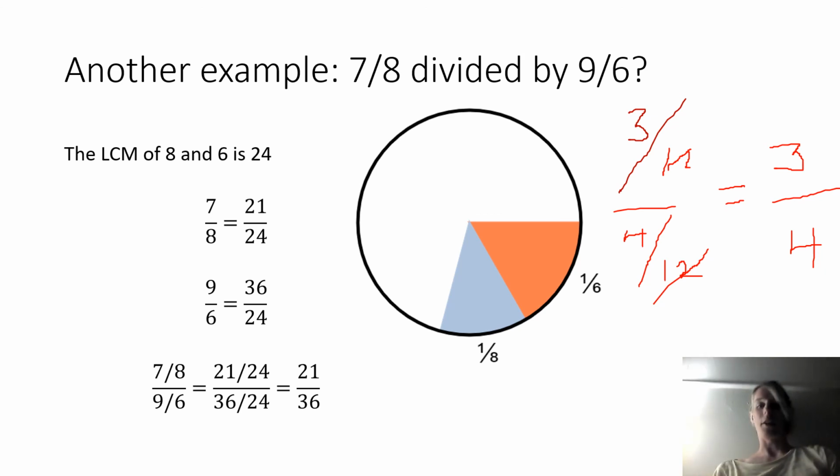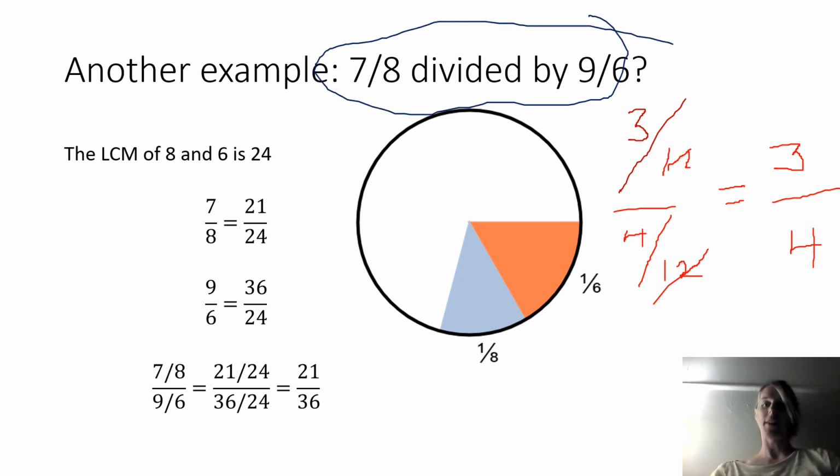So we'll wrap up with another example. What's 7/8 divided by 9/6? What's our new method for fraction division? Turn them into a common denominator. So the least common denominator of 8 and 6 is 24. 7/8 is 21 over 24, multiplying numerator and denominator both by 3. 9/6 is 36 over 24, multiplying numerator and denominator both by 4.